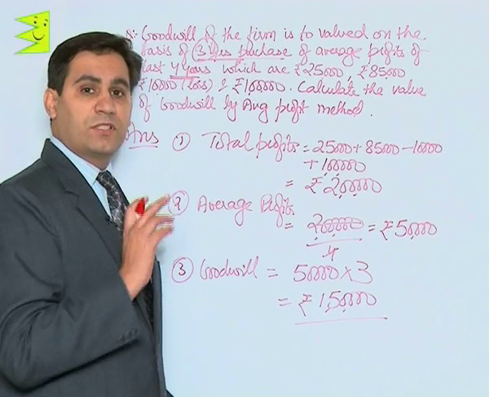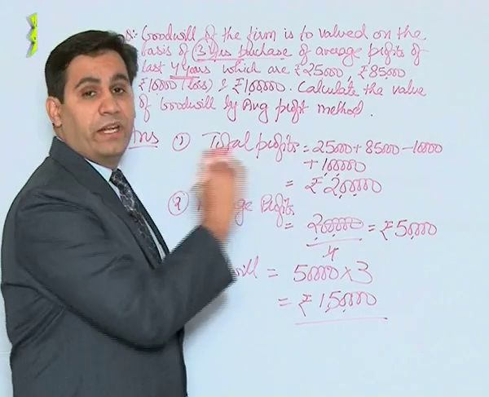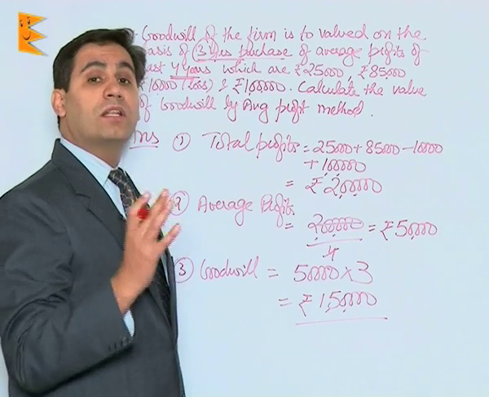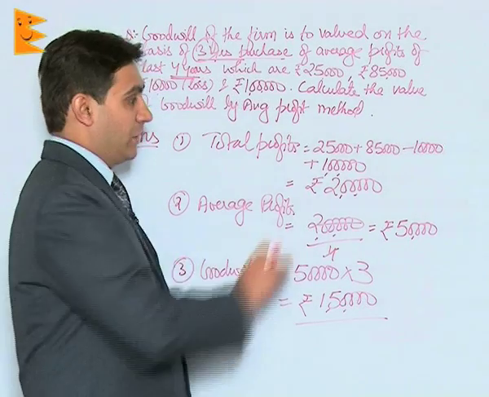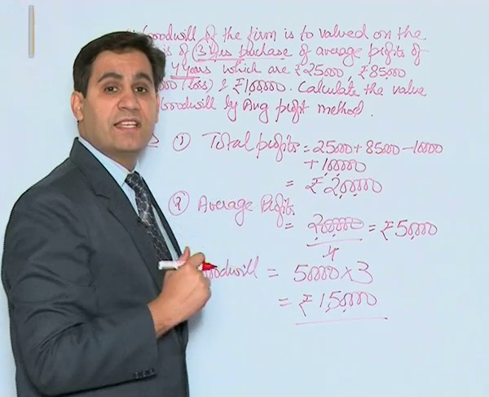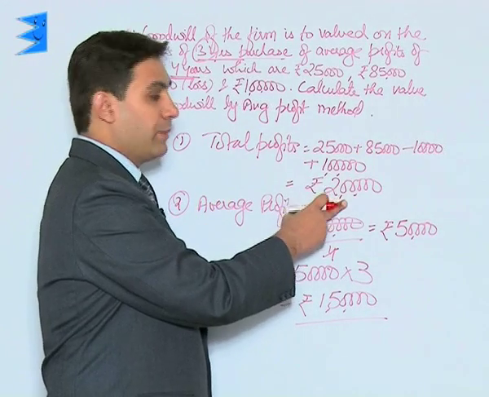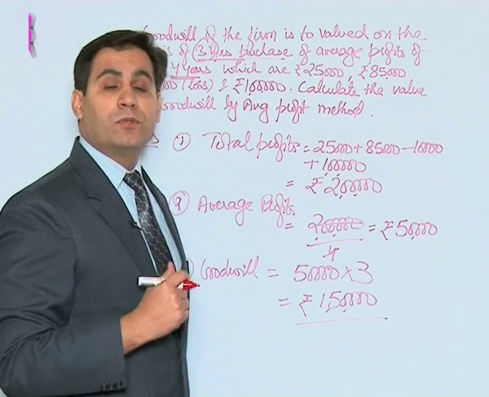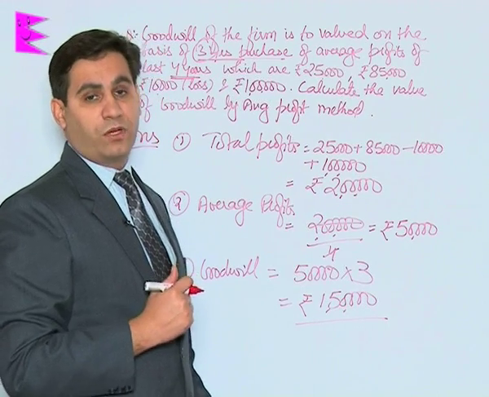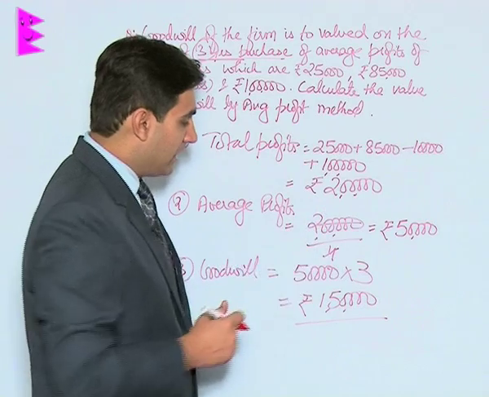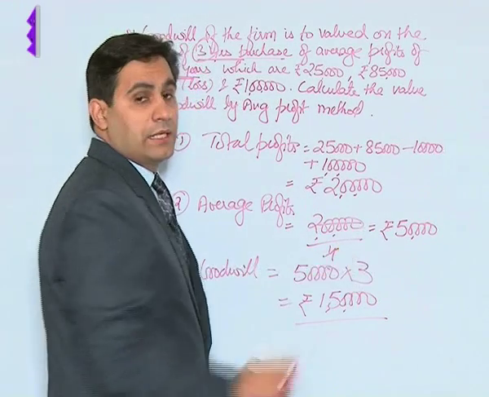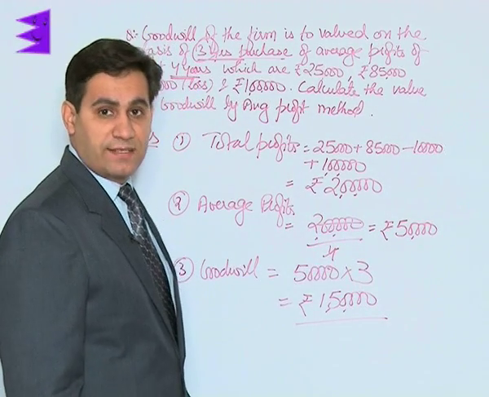Let us understand this process again. First of all, we calculated total profits for the years, that is 4 years that are given. So while calculating this, in case there is any loss, that should be subtracted. So the total profits come to rupees 2 lakh. Then we proceed to calculate average profits. Average profits would be 2 lakh divided by number of years, which are 4. That gives us 50,000 as the result.